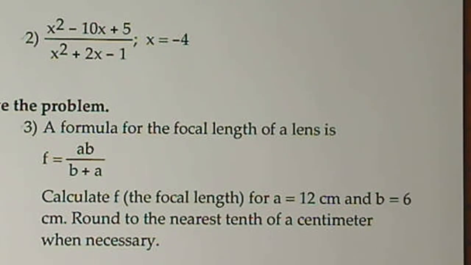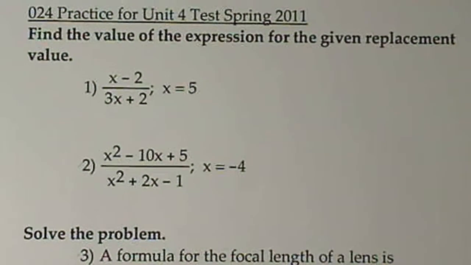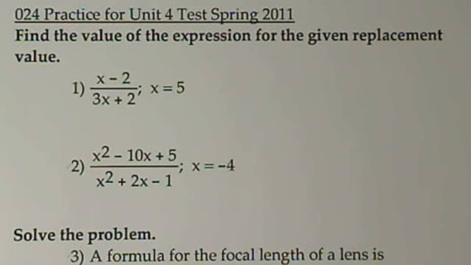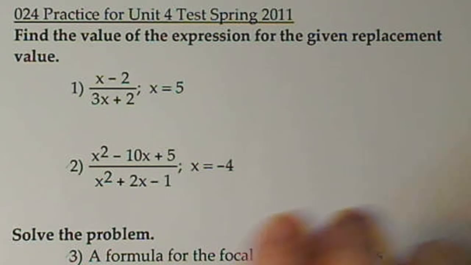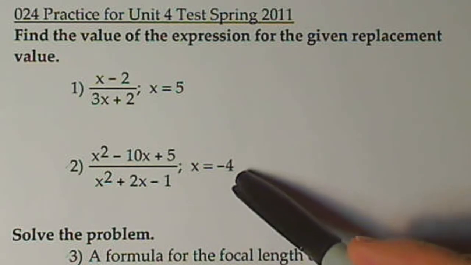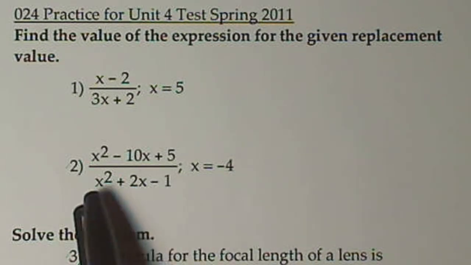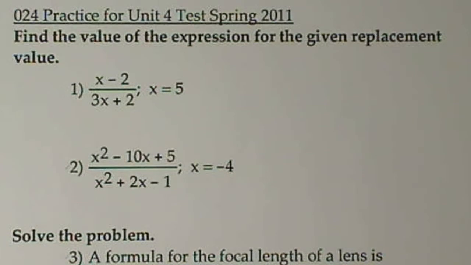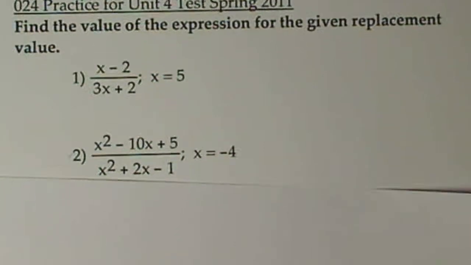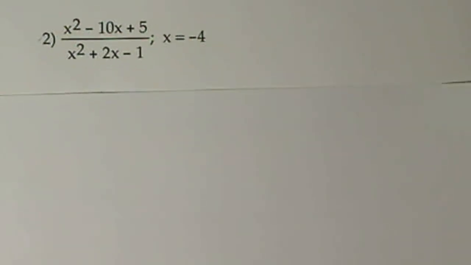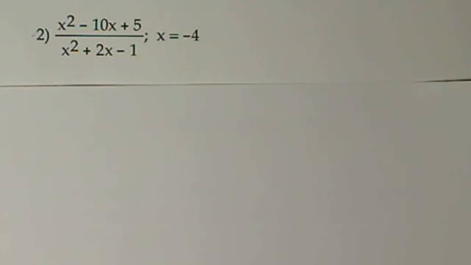They want us to, well, let's back up to the directions here: find the value of the expression for the given replacement value. So they're asking us to plug in this -4 wherever you see an x. We'll have to plug it in here, here, here, and here. To be real safe, when you're working with a negative value, I strongly suggest you put parentheses wherever the variables are and then plug in your values. So I'll do that. That'll be my first step.